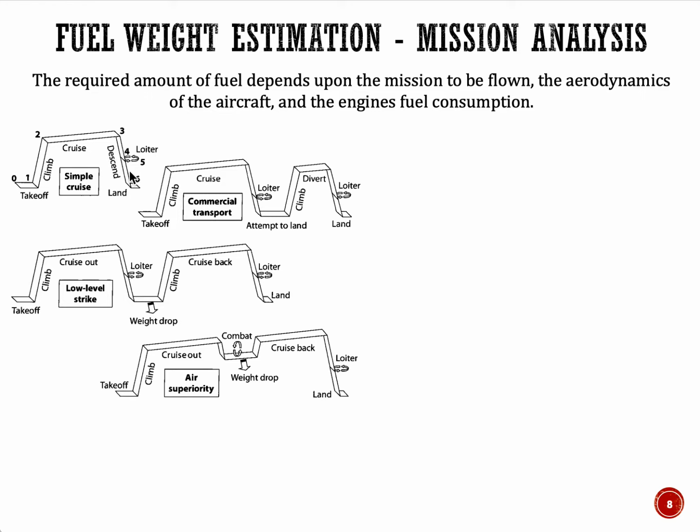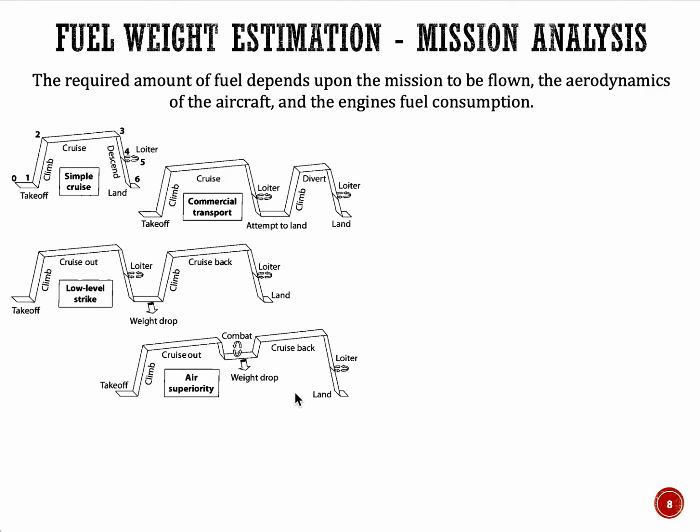For commercial aircraft, if the airport traffic is high, then most of the time air traffic control asks the airplane to loiter before they can actually land, right? So here, those are the simple legs of the mission for a simple cruise. And then you've got the commercial transport, and the low level strike where you get the loiter and then drop bombs or any packages, right? And then come back and land.